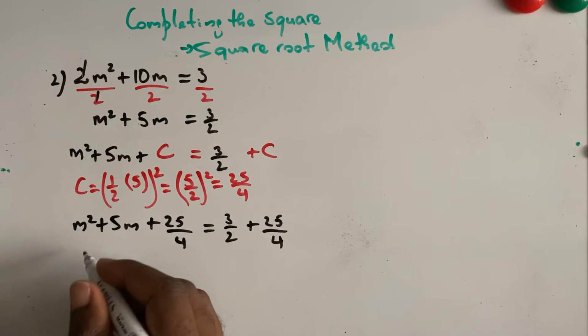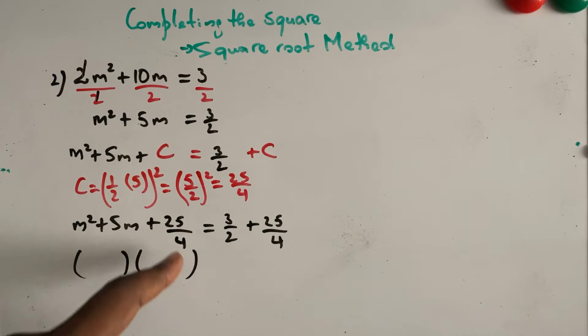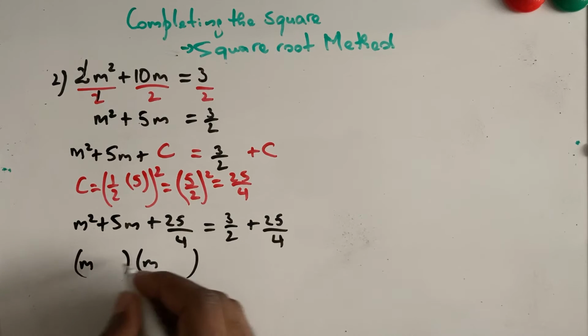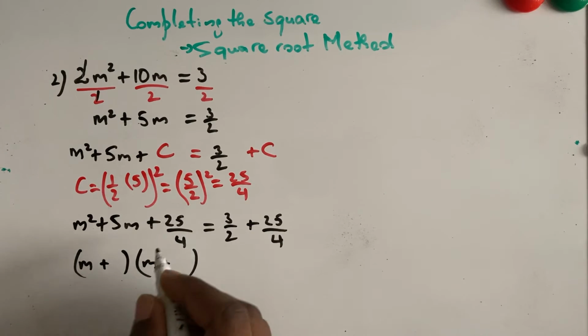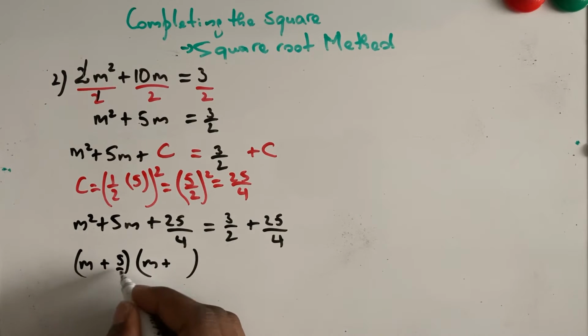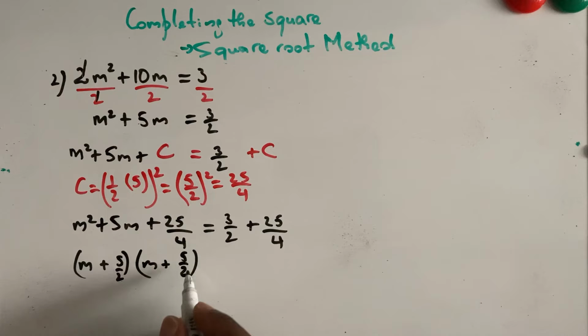So if you factor this right here, you know it's going to be the same factor because this is the number that will complete the square. So this will be m plus, now two numbers that would give you 25 over 4, that's 5 over 2, right? So 5 over 2 times 5 over 2. Why? Because 5 over 2 times 5 over 2 is 25 over 4. When you add them, 5 over 2 plus 5 over 2, you get 5. Because that would be 10 over 2, which would be 5. 10 divided by 2 is 5, okay?